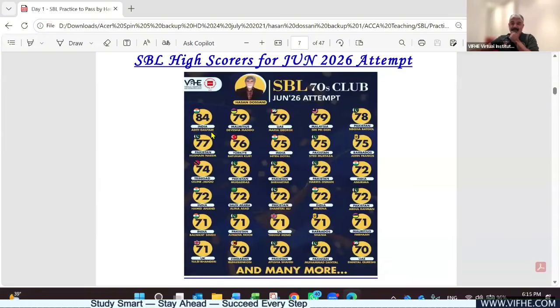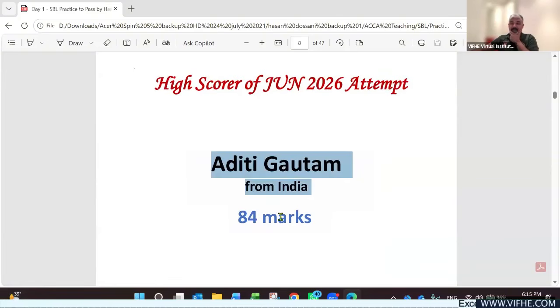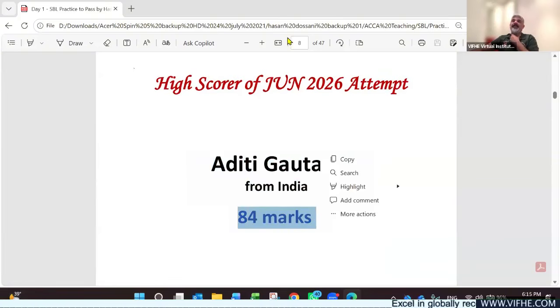Aditi from India scored the highest in my batch. And some of these students I'm expecting to get the country prize, the top score of the country. For example, this Turkey student already received the highest scorer for Turkey. So I'm expecting a few more. Just a tribute and congratulations to all these great shining stars of my previous batch. The highest scorer from my previous batch was Aditi Gautam from India. She scored 84 marks.